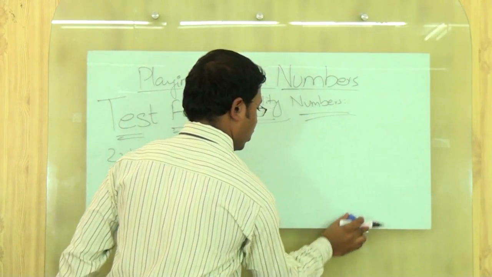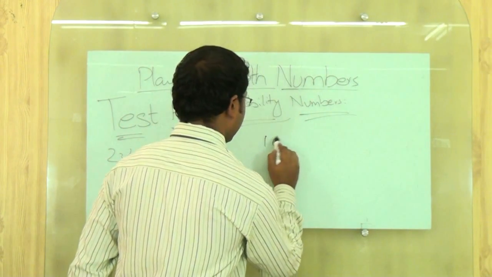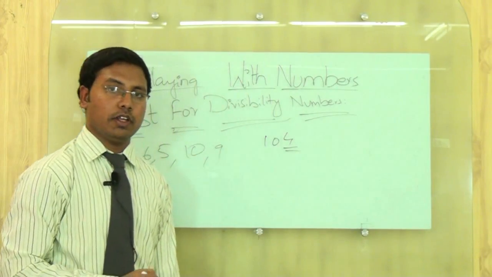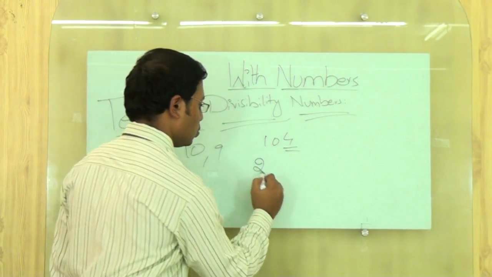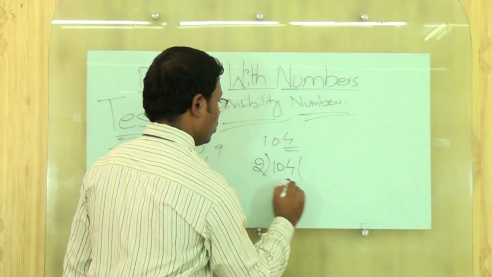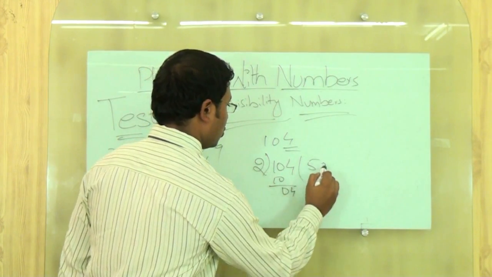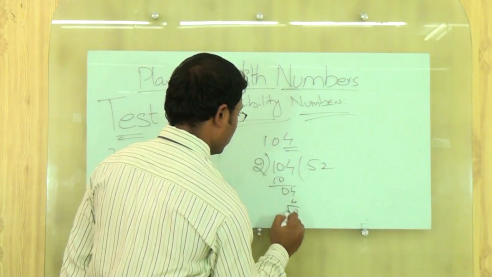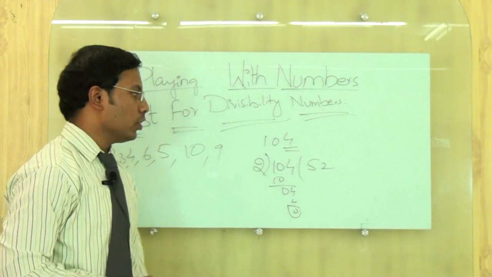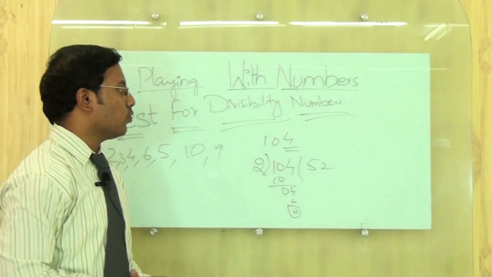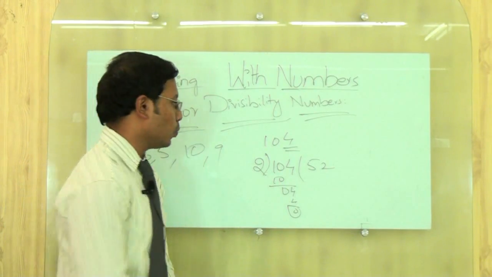If we take the number 104, where 4 is an even number in its units place, if we divide with 2, 2 5s are 10, 0, 4 here, 2 2s are 4. Hence, the number 104 satisfies the condition for the divisibility test for 2.